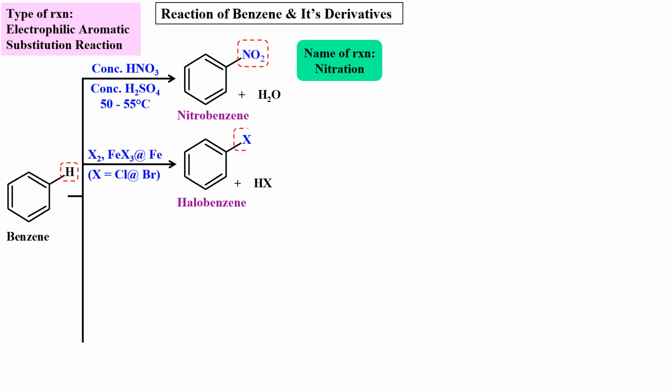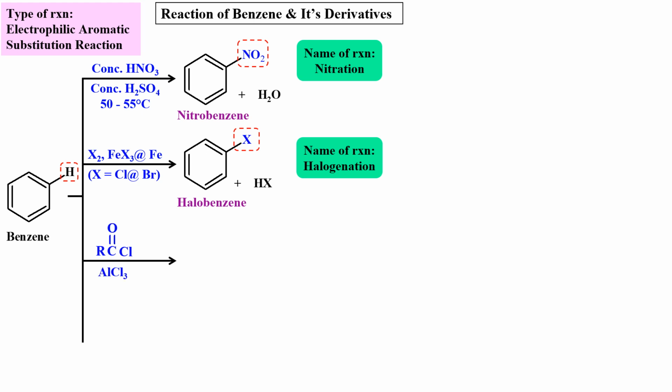As you can see here, one of the hydrogen atoms at the benzene ring is replaced by a halogen. The name of the reaction is halogenation. It can be more specific. If bromine is used, the reaction is bromination. If chlorine is used, the reaction is chlorination.